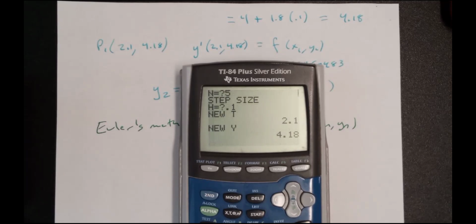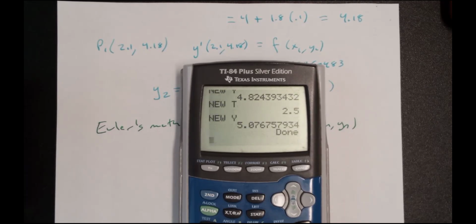There's your first step. There's your second step. Look familiar? Same number we came up with. Step 3, step 4, step 5, all done. All I have to do is hit enter over and over and over.